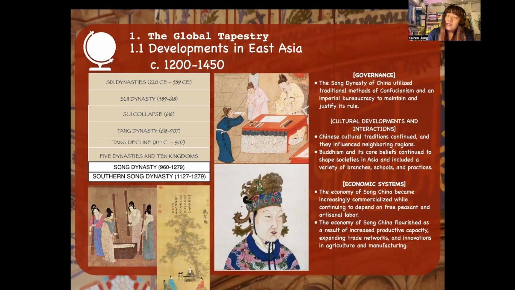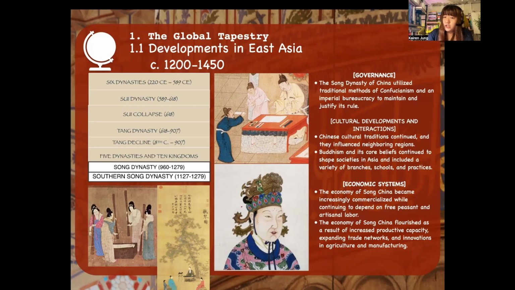Governance, cultural developments and interactions, and economic systems. These are the key themes that the College Board CED, course exam description, wants you to know about this time period. The Song Dynasty specifically is where they really hone in, and the Song Dynasty utilized what? Traditional methods of Confucianism and an imperial bureaucracy to maintain and justify its rule. Bureaucracy and Confucianism, and how the empire used these tests of Confucianism to recruit bureaucrats. That kind of thing is what you really need to know.